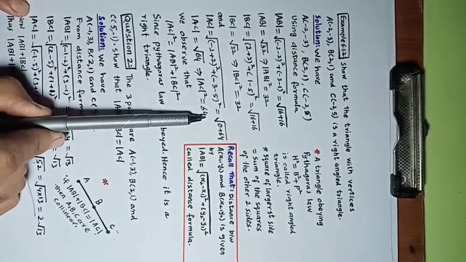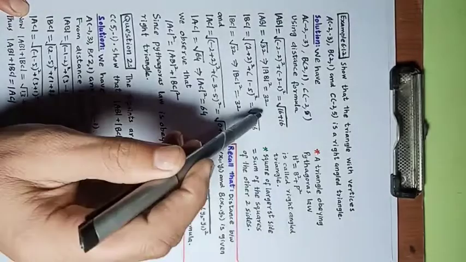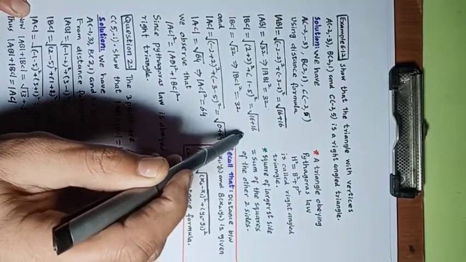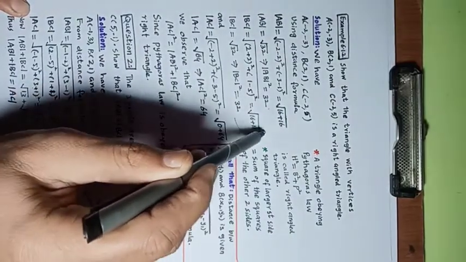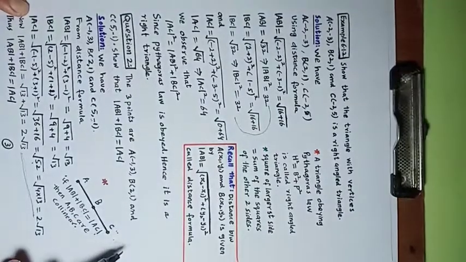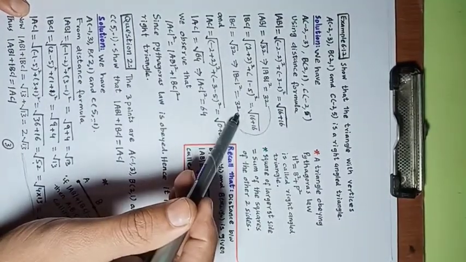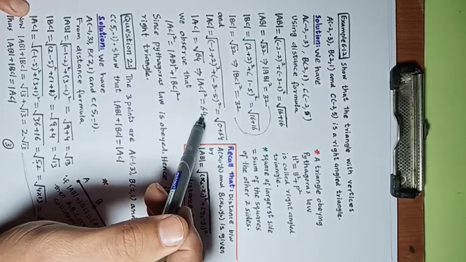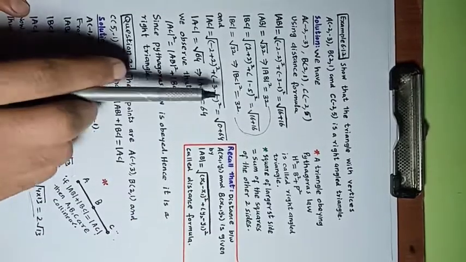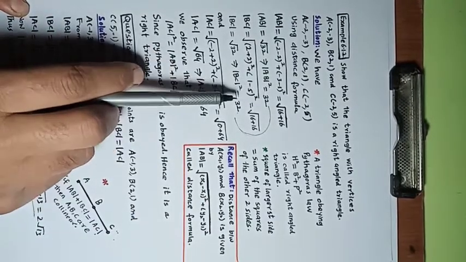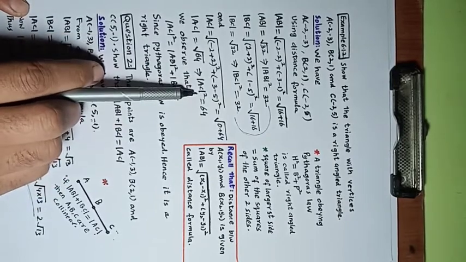Squaring both sides we get this. Dear students, you observe that 32 plus 32 is equal to 64. So the sum of these two sides is equal to this one, and this is AB modulus square, this is BC modulus square, and this is AC modulus square.